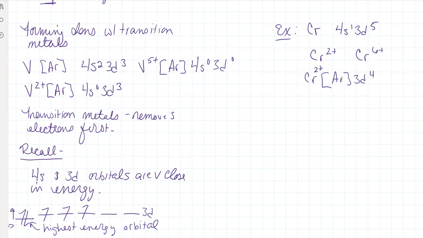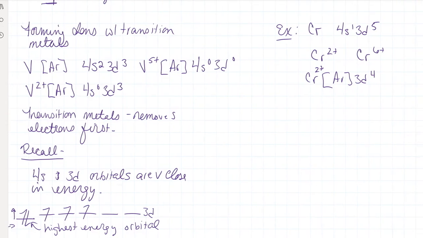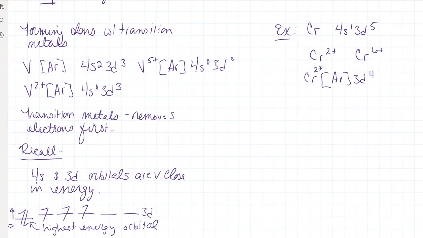So again, be aware as a general rule, for our transition metal ions, we will take away the s electrons first. And why is this? Why is it that the s electrons end up coming out first? Do we have data that supports this? And the answer is yes. The way that we know this trend exists is because of a concept called magnetism.